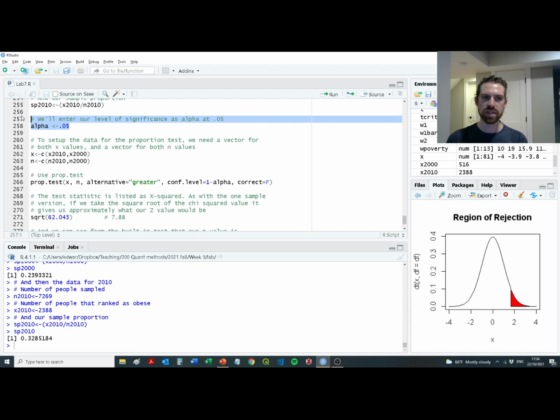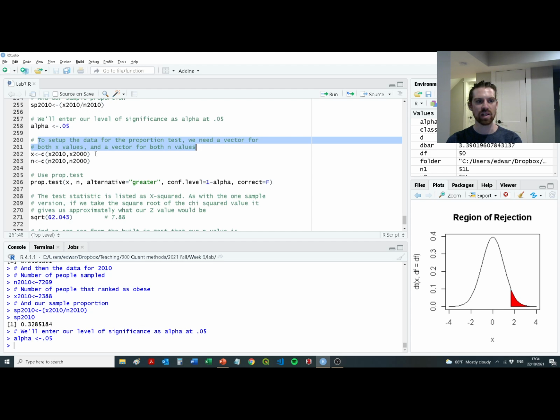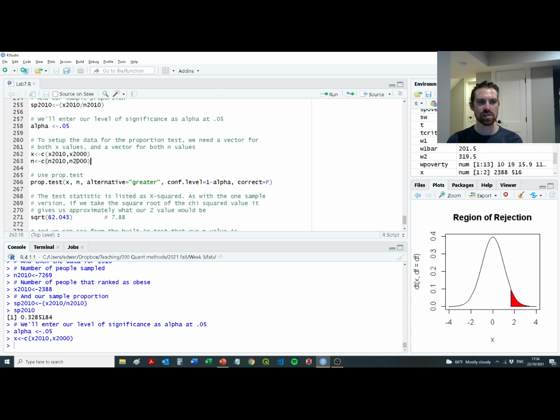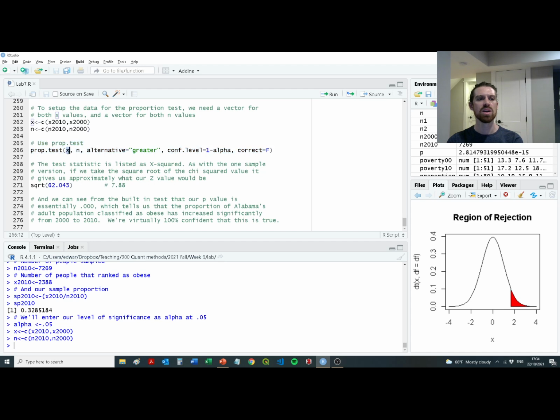Now we want to be 95% confident in our results, so our alpha value is going to be 0.05. We're then able to set up the data for this proportion test using a vector for the x values and a vector for the n values. So I can put those values into the x vector and the n vector here, and then provide them to prop.test, the proportion test. Here we're giving it each of the vectors we just produced: the proportional values, and the number of data samples in each of those samples.